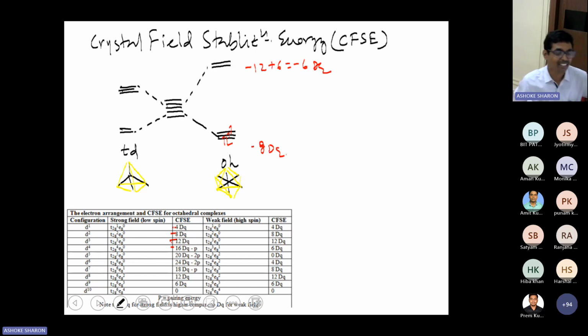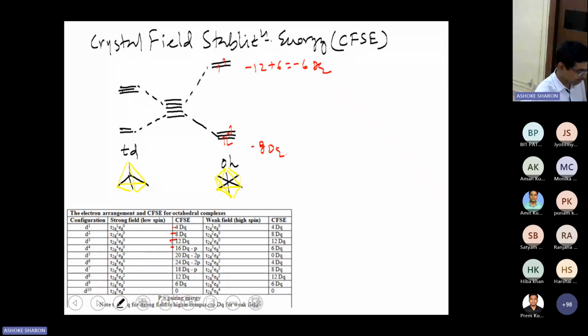So pairing an electron in an orbital is an energy-requiring process, and that energy will be subtracted from the crystal field stabilization energy. So this becomes 12 Dq, but at the cost of one pairing energy. The second electron, if it is low spin, will go here, but if it is high spin, then it will go there.